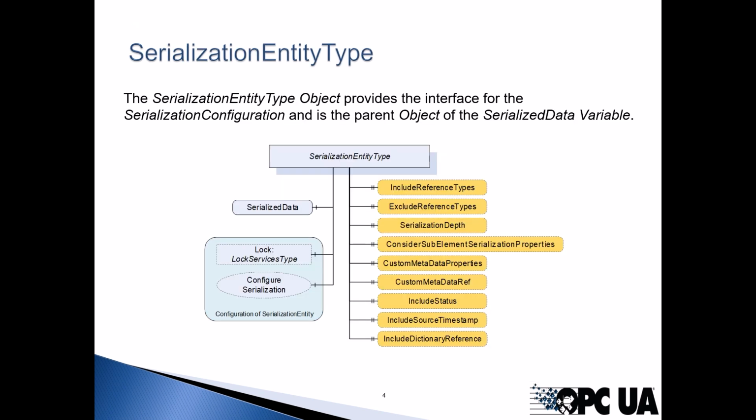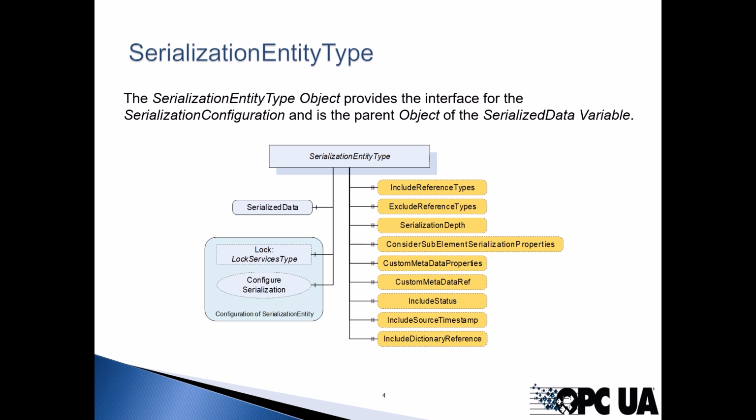The serialization properties allow detailed curtailing of the serialization scope for specific requirements. The include reference types property tells the serialization process what reference types to follow when serializing the node tree. The exclude reference types property directs the serialization process to ignore nodes referenced with certain reference types. The serialization depth property limits the depth of the serialized node tree. Then consider the sub-element serialization properties.